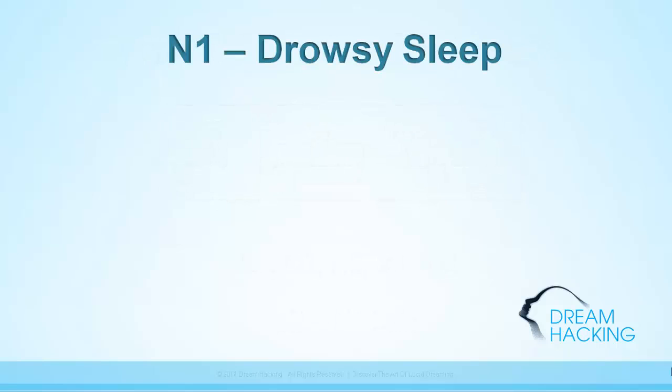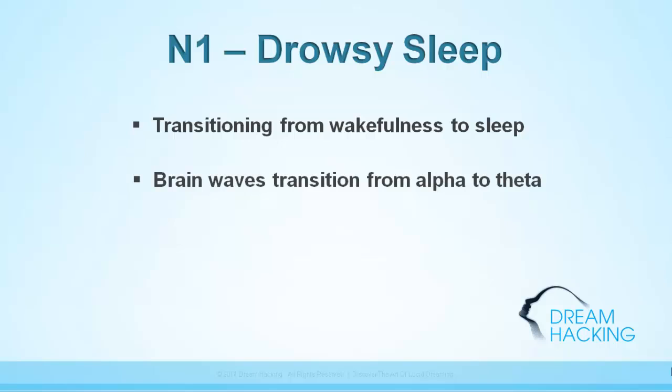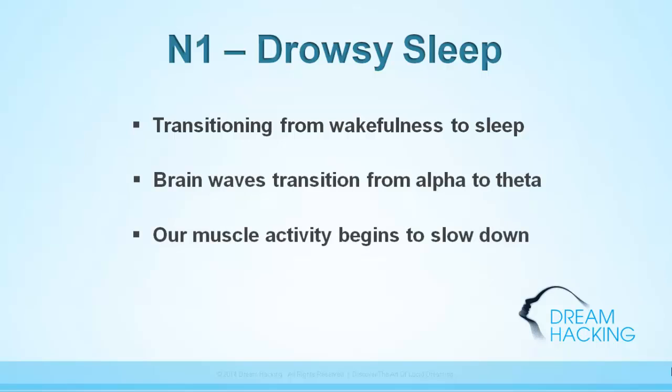Here's an overview of the various stages of sleep. N1, also known as drowsy sleep. This stage involves transitioning from wakefulness to sleep. Brainwaves transition from alpha to theta waves. Our muscle activity begins to slow down.